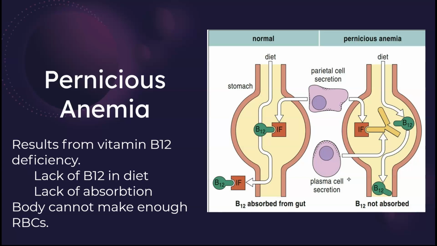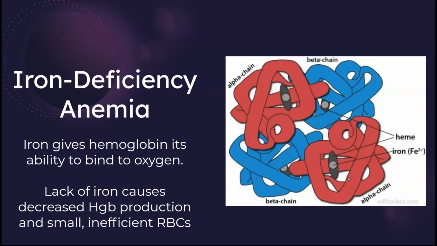Iron deficiency anemia, right? So we talked about this already. If you don't absorb iron appropriately, you won't have good binding capabilities of your red blood cells. If you have these small, inefficient red blood cells, you're not going to be able to move oxygen around the body as well as you think you are.